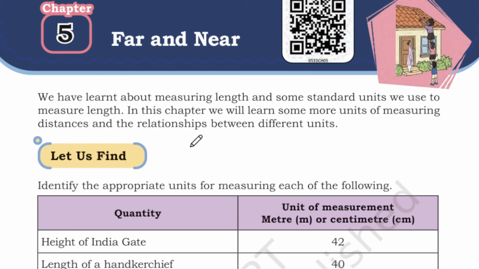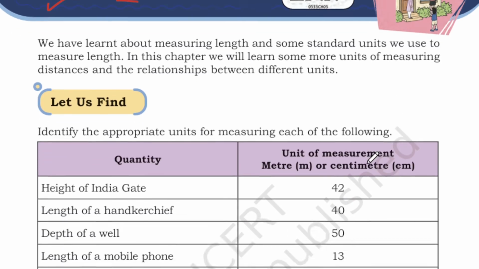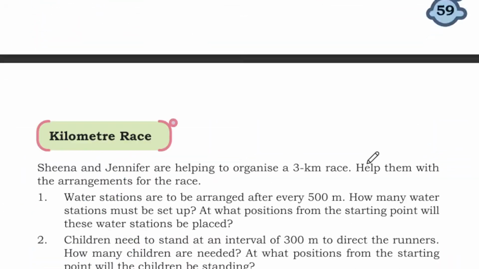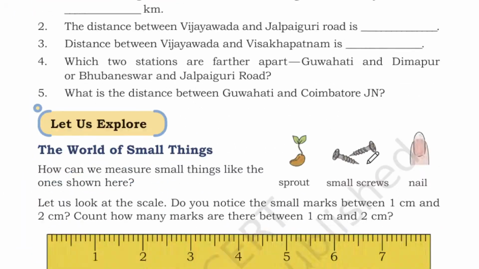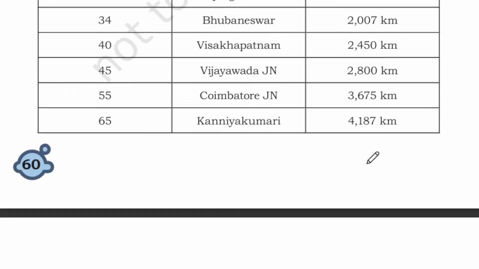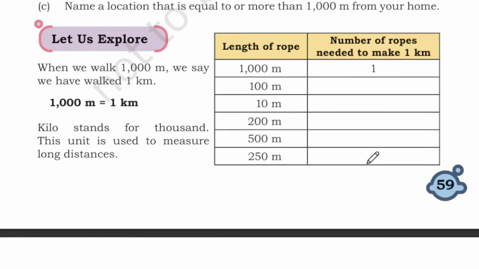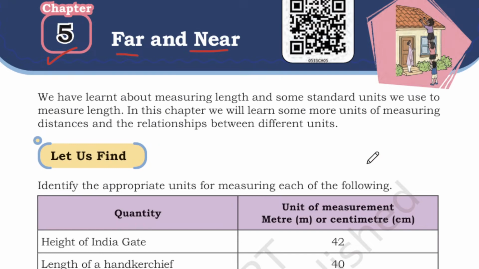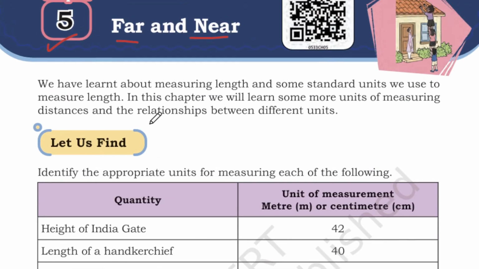So, today we are going to see class 5 Maths, chapter number 5, Far and Near. In this lesson, we are going to learn about measuring length and standard units of measurement, how to check whether it's centimeter, millimeter, or meter, what the standard units are, how to convert meter to centimeter, and how many meters make 1 kilometer. Everything you're going to see in this lesson. So let's go into this lesson.